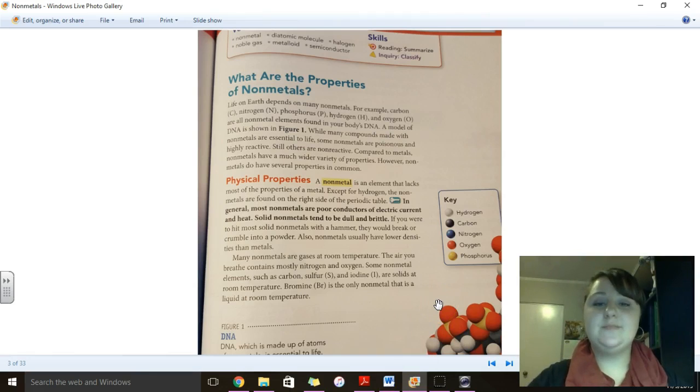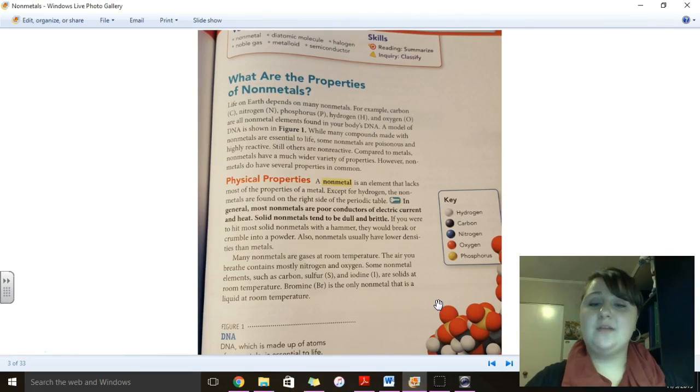Physical properties. A nonmetal is an element that lacks most of the properties of a metal. Except for hydrogen, the nonmetals are found on the right side of the periodic table. In general, most nonmetals are poor conductors of electric current and heat. Solid nonmetals tend to be dull and brittle. If you were to hit most solid nonmetals with a hammer, they would break or crumble into powder. Also, nonmetals usually have lower densities than metals.